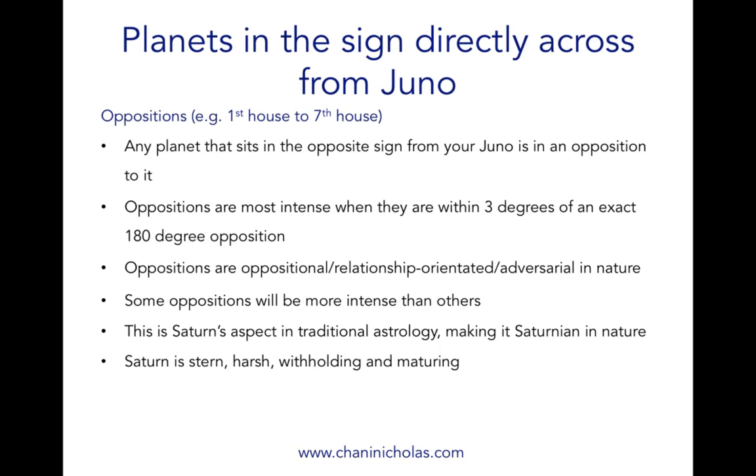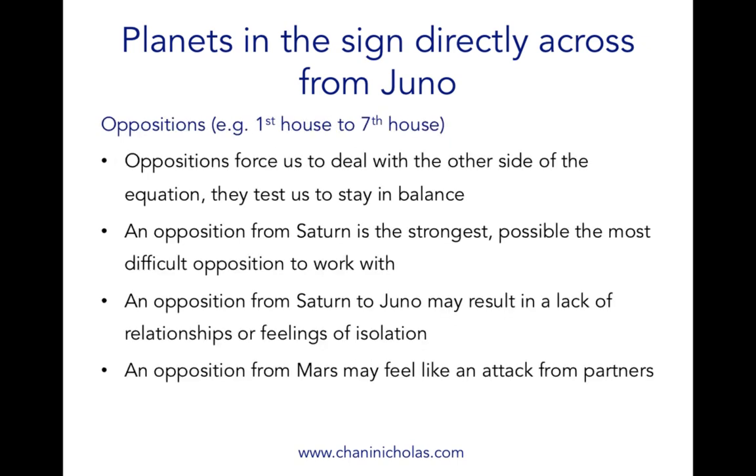Oppositions are oppositional, relationship-orientated, and adversarial in nature. So if we're looking at Juno, an asteroid talking about relationships, an opposition is very relationship-orientated in nature and going to pull everything out of us that we need to work with in terms of our Juno, i.e. our relationships. Some oppositions will be more intense than others. Remember, this is Saturn's aspect in traditional astrology, making it Saturnian in nature. And Saturn is harsh, stern, withholding, but also maturing.